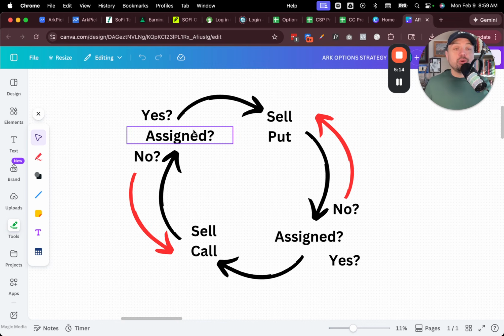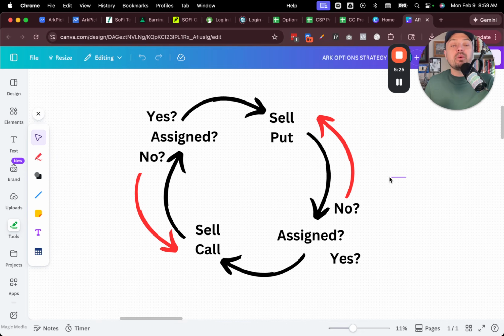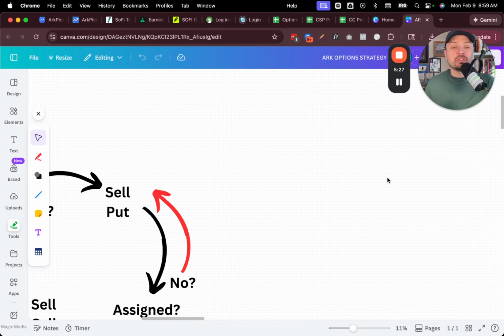It's the freaking coolest thing ever. I absolutely love the wheel strategy. I literally talk about it every day. If you like to talk about it every day, welcome. You found the channel that talks about it every single freaking day. But with that said, there are some caveats to the wheel strategy, okay?